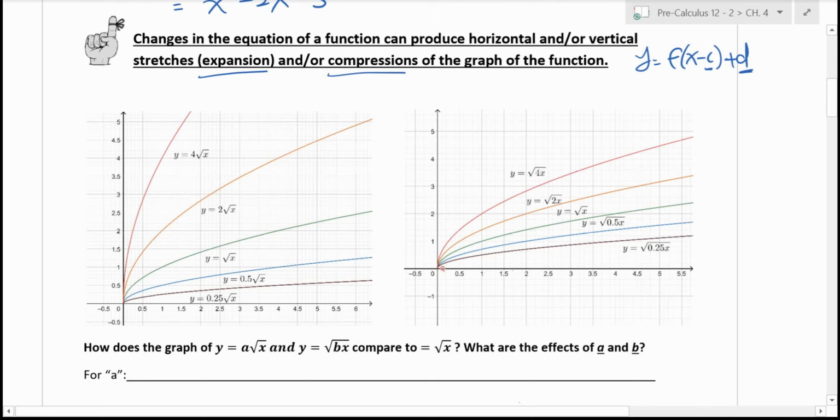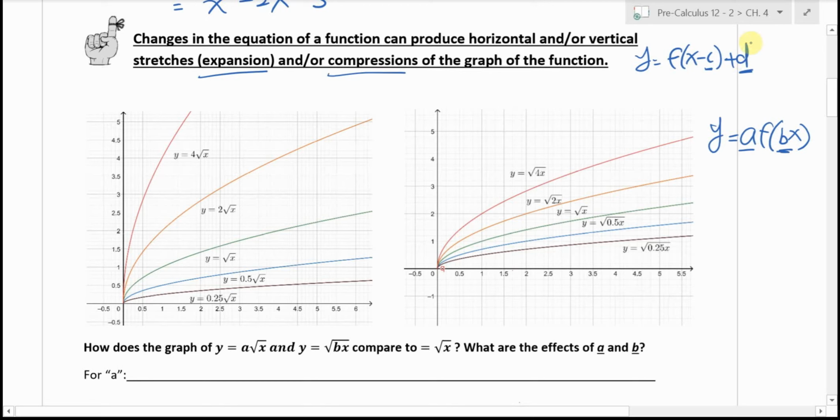Today we're going to introduce two other variables, a and b, so it's in this form: y equals a times f of bx. We'll combine these together next lesson, but for today, we're going to look at a and b only, so we're not going to be looking at c and d. Based on this, if we have x minus c, we know that c is horizontal translation because it's with x. Similarly, b is horizontal expansion or compression because b is with x.